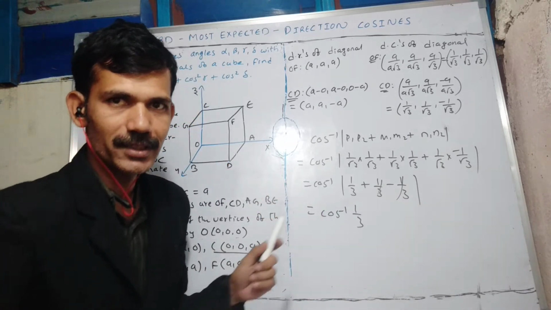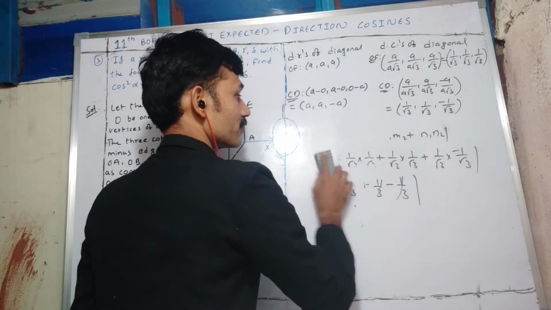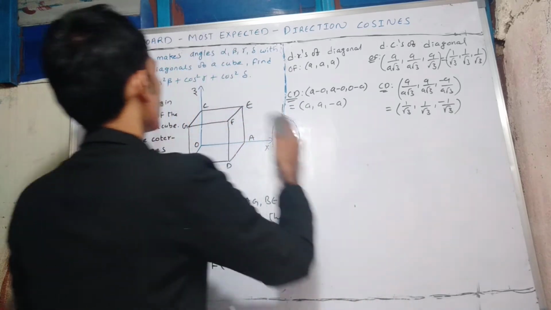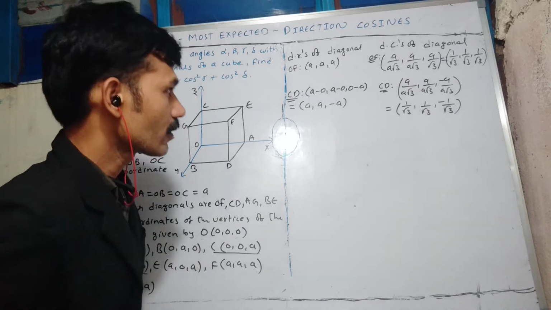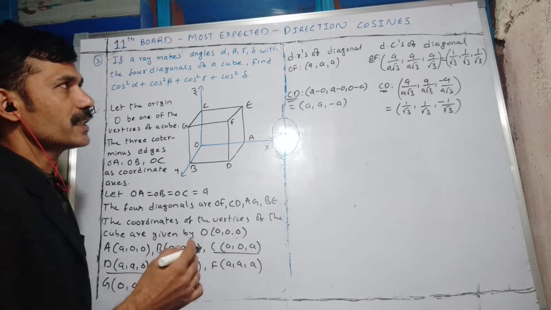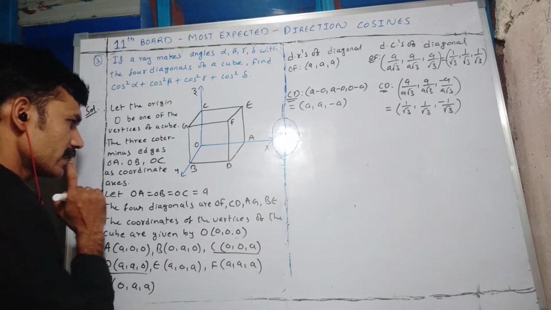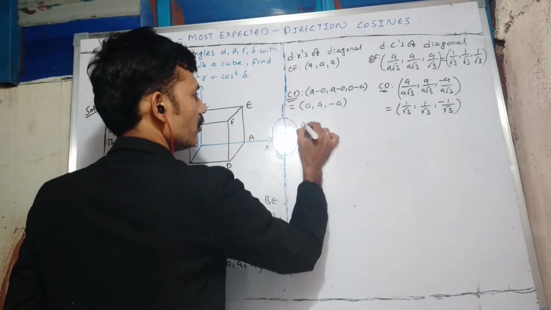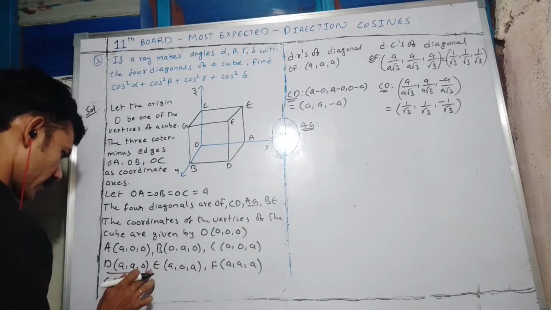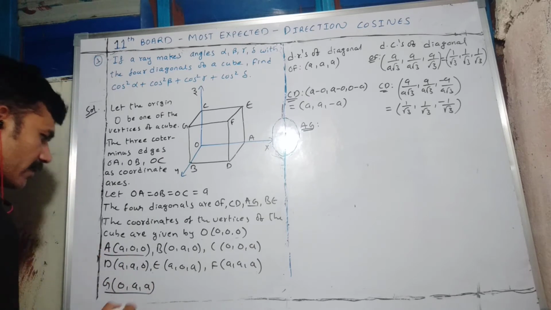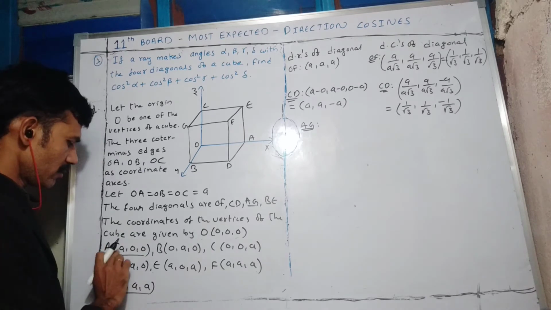Now this is not what they have asked. They have asked about a ray making some angles with the four diagonals of the cube. So we have to find the other direction ratios and cosines also. Up to CD we found. Another diagonal is AG. Now we'll find for AG. What are the direction ratios? A and G we have here. Same: x2 minus x1, 0 minus a.